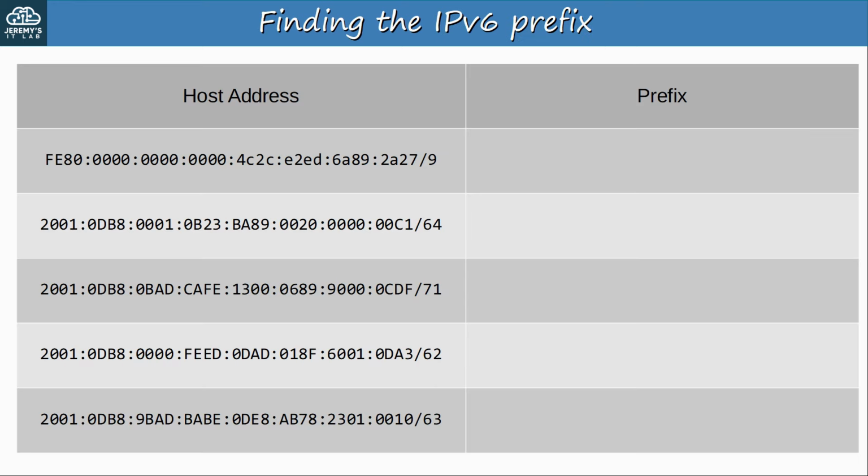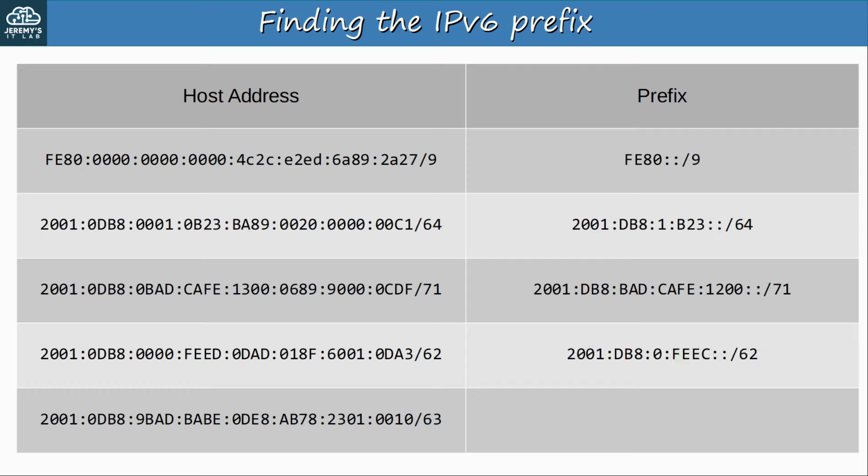Here are some practice questions. Find the prefix of each of these IPv6 addresses. Pause the video now to do that. Okay, here are the answers. First one, second one, third one, fourth one, and fifth one. Note that you don't have to write out the shortened version. You can write out the whole address if you prefer. If you still want some more practice, try writing out some random IPv6 addresses with random prefix lengths yourself, and then try to find the prefix of each address.